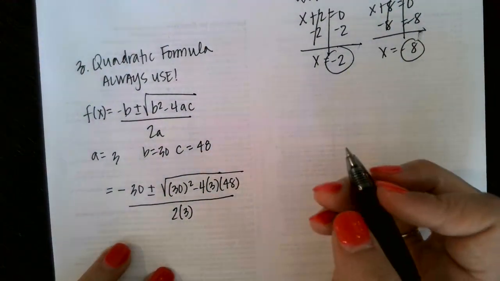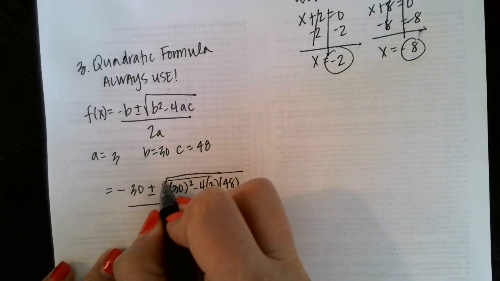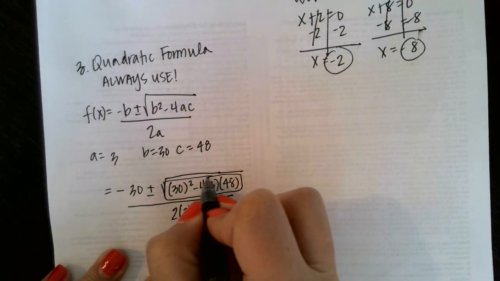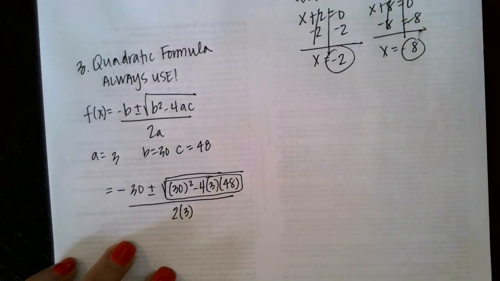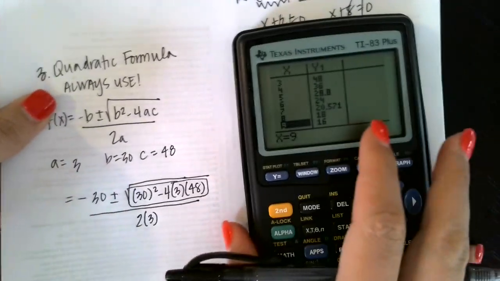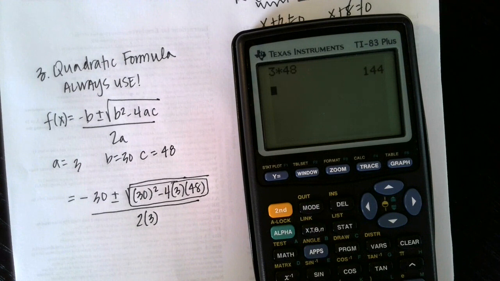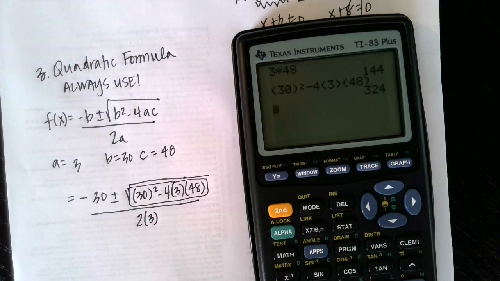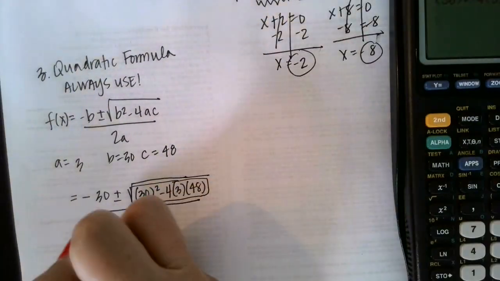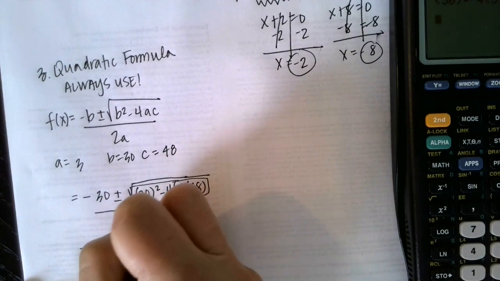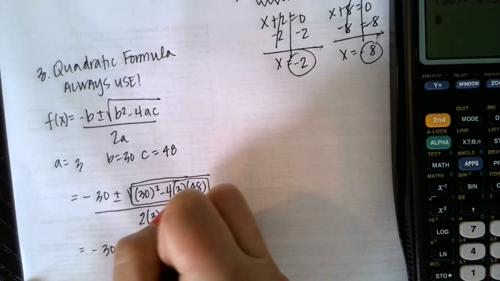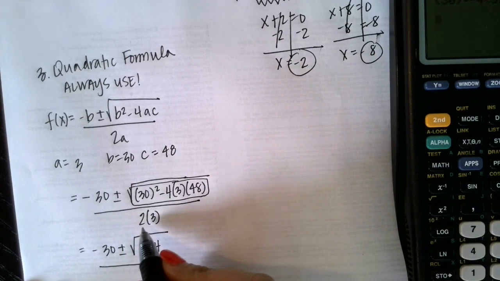Now this can be intimidating, but I told you guys that all I want you to do first is find what the number is underneath my square root sign. Not putting it in with my square root yet, but putting it in exactly as you see it with parentheses and all. So 30 squared minus 4ac equals 324. Okay, so I've got negative 30 plus or minus the square root of 324 over 2 times 3 is 6.